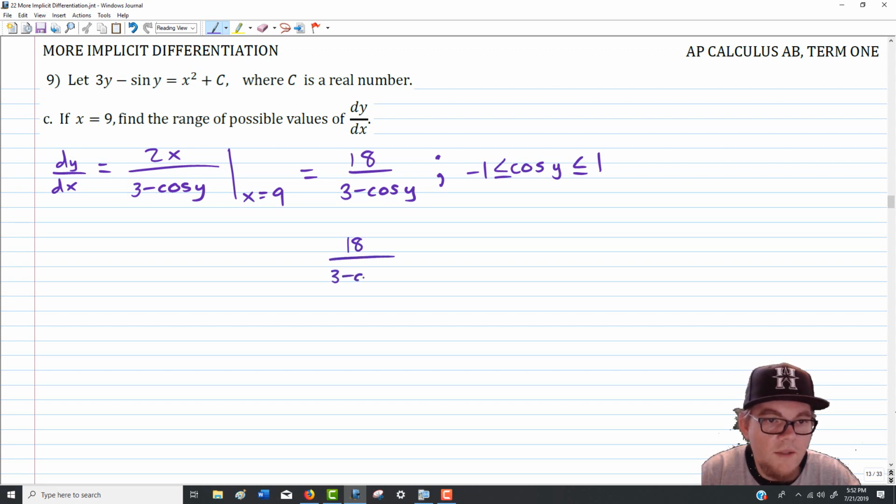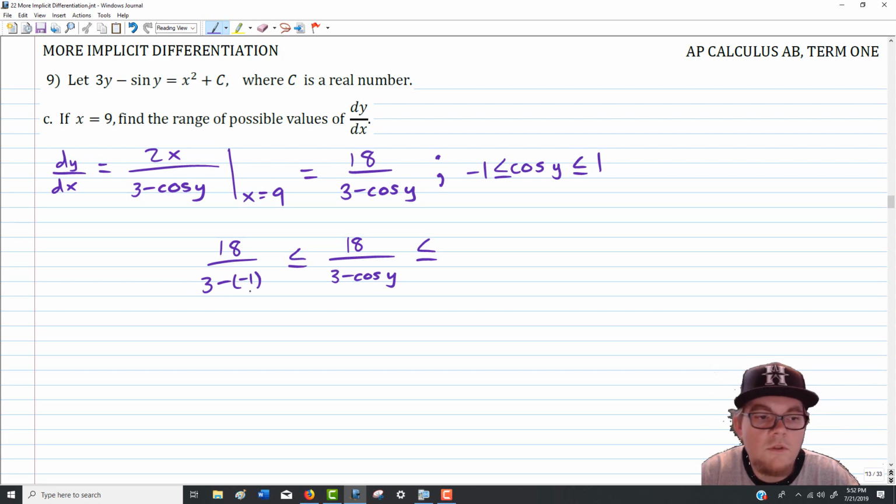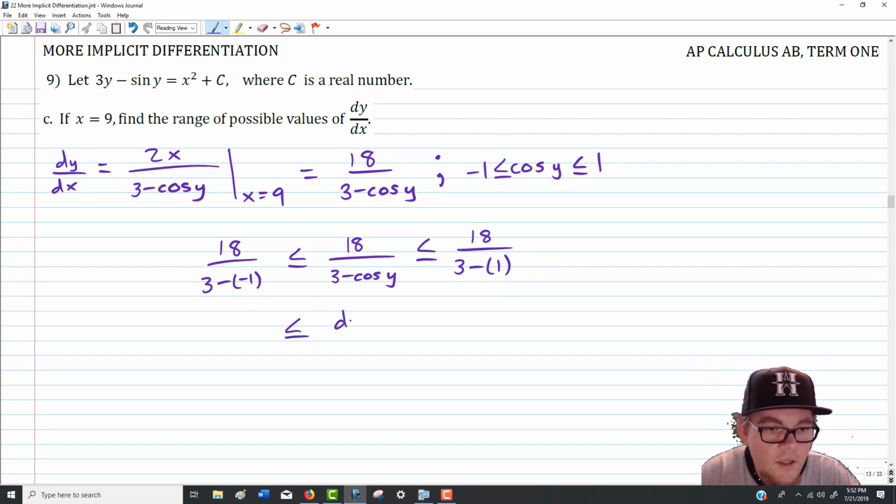18 over 3 minus cosine of y is going to have to be between 18 over 3 minus -1 and, of course, we're choosing -1 on this side, so the denominator will become bigger, which makes it an overall smaller value, and it has to be less than 18 over 3 minus 1. With those in place, what we've just done is find a way to bound dy/dx.